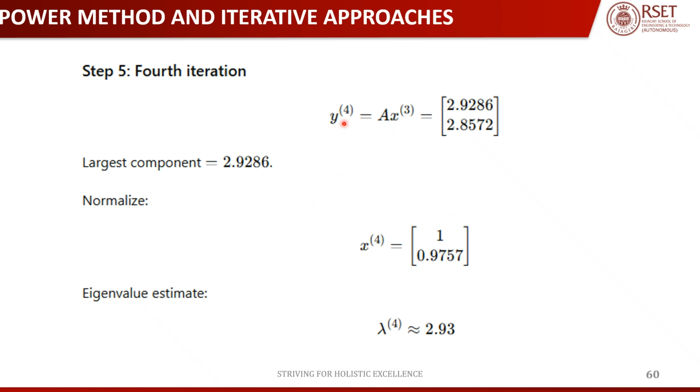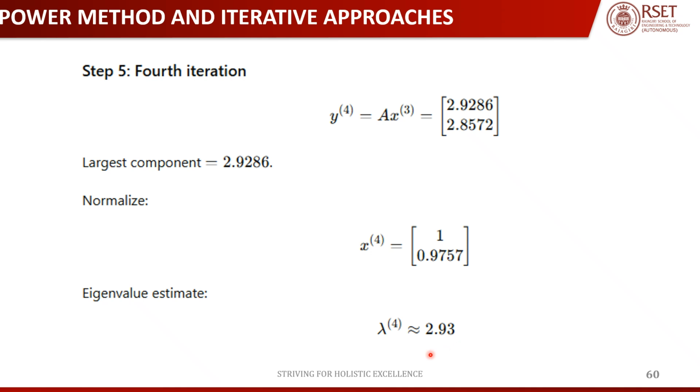So we find y4 by getting A x3, and we have this particular matrix, and we'll divide by 2.9286 since it's the largest component. So by dividing, we have 1 here, and here you have 0.9757. See, it's approaching 1. The second entry is approaching 1, and the first entry is the constant 1. So our new eigenvalue is 2.93.